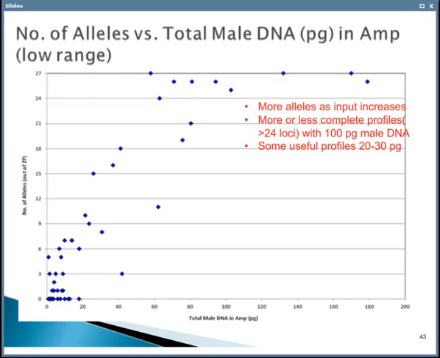And I have cut off the other results at the end. This is the low range, because at the higher input DNA, we always got a result. Okay.